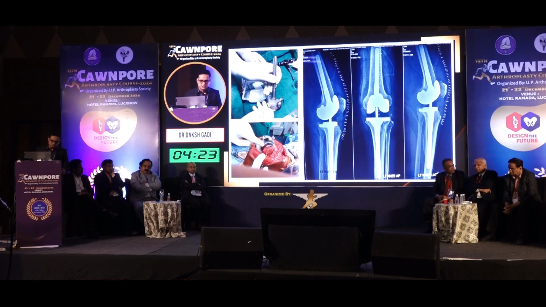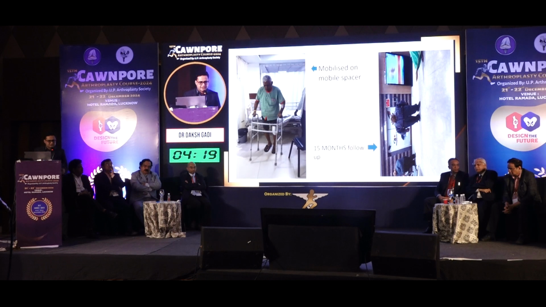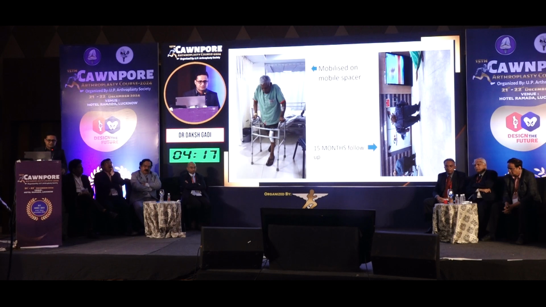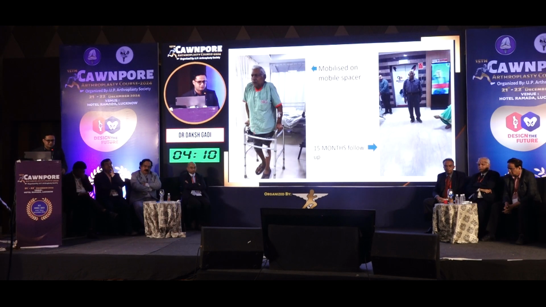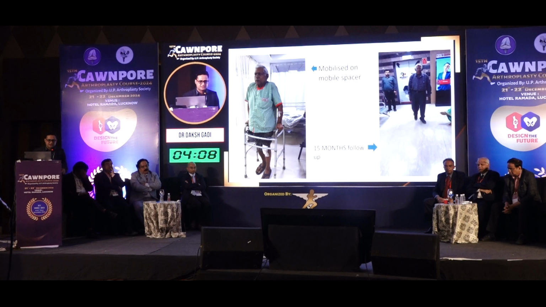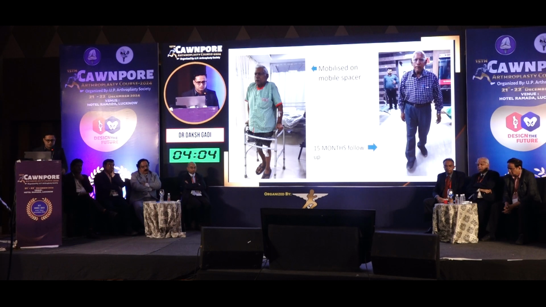So these are the post-op x-rays of the patient. As it was being discussed, the patient can be mobilized on a mobile spacer and articulating spacer, and it is very stable. So after first stage only, the patient was mobilized, and at 15 months follow-up, the patient is having good range of motion of around 0 to 90 degrees, and he is walking well.